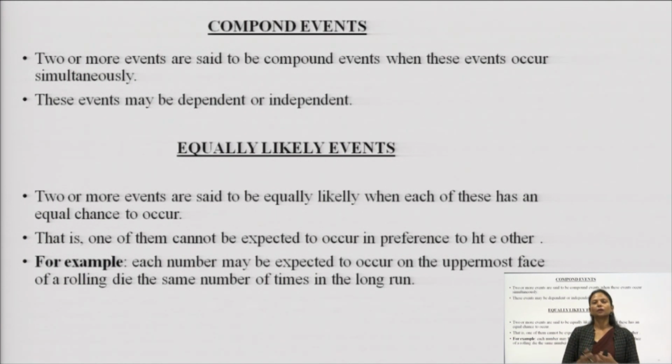For example, if we are tossing a coin, either head can come or tail can come. We cannot control a tail or a head, and both faces have equal chances to occur. So, these are called equally likely events, whereas compound events, as we have discussed, are two or more events which are said to occur at the same time. They are supposed to occur simultaneously, so they are called compound events.